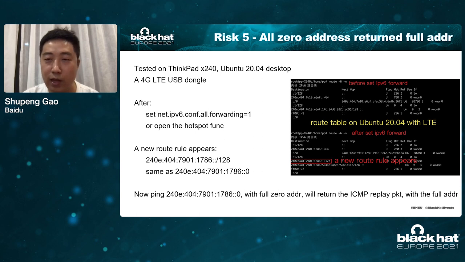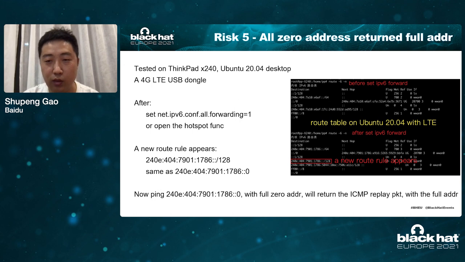After successful dialing, using PPP or PPPoE, the client will obtain a 64-bit network address prefix if the device has IPv6 forwarding enabled. A net item will be added to the routing table. The added address will be all zeros in the last 64 bits. Since the address is unreachable, the ICMP reply packet will be returned with the full IPv6 address.